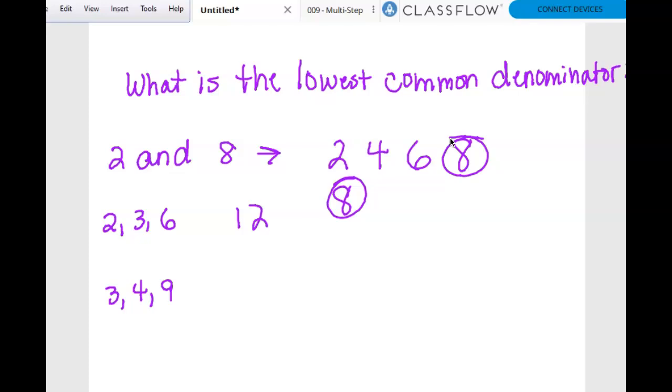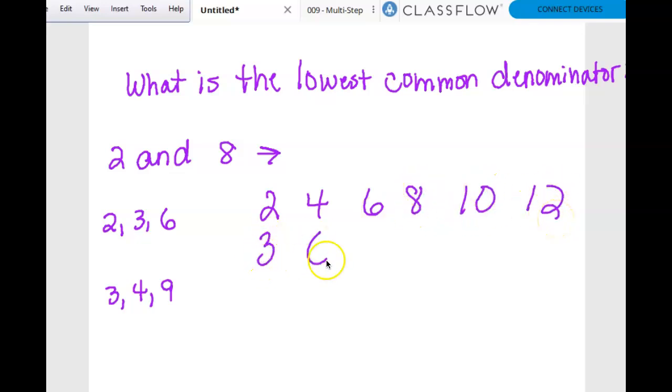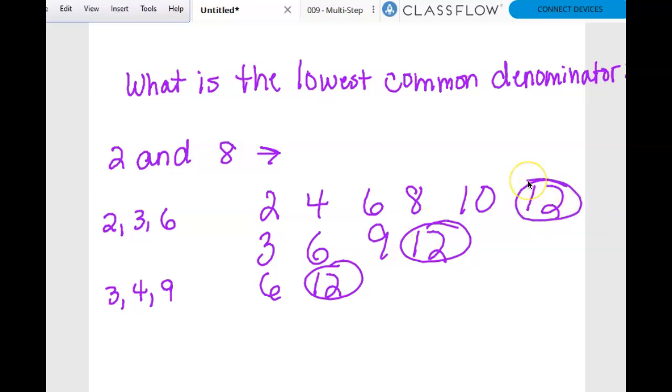All right, let's try it again. I'm going to do it on the next one. What's 2 times 1? 2, 4, 6, 8, 10, and 12. 3, 6, 9, 12. 6, 12. It's the first number that all 3 can go into. So it's the first one that are all the same. The first one that you can divide all of the numbers into. It's the first factor. Keep going until all of the ones match.